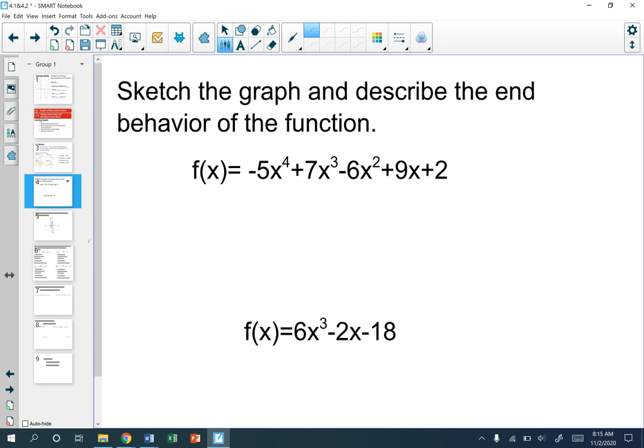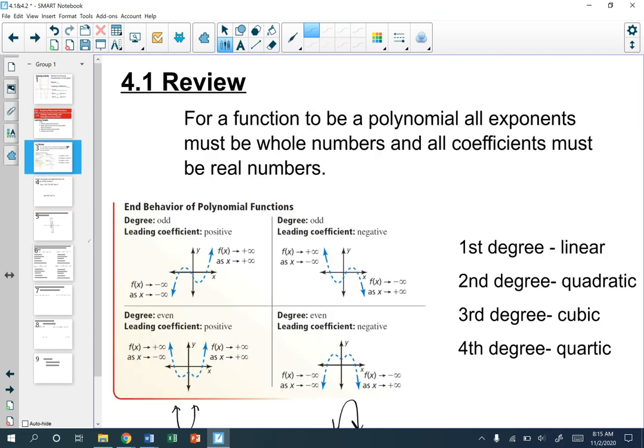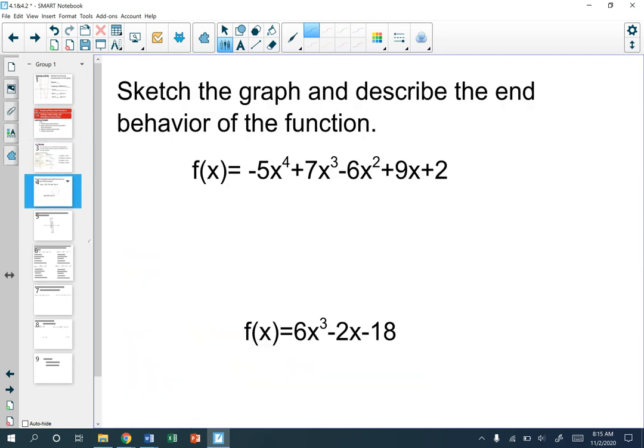So I want you to take some time, review what we just looked at here with even, odd, and then positive and negative coefficients, and sketch the graph and then describe the end behavior. So as x goes to positive or negative infinity, what does f of x go to? So pause the video here, and I want you to do a rough sketch of these functions.